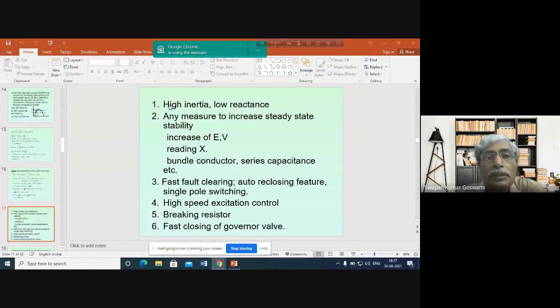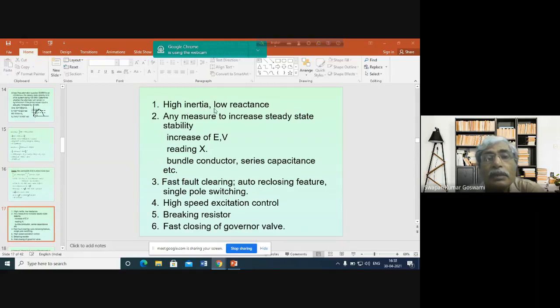So already I have discussed this one: high inertia and low reluctance. You see that these are things that will improve the transient stability of a system of a generator, because high inertia means rotor will be heavy and variation of delta will not be very easy. Okay, variation of delta will take time. A large force will be needed to change the angle, and therefore this machine will be inherently more stable.